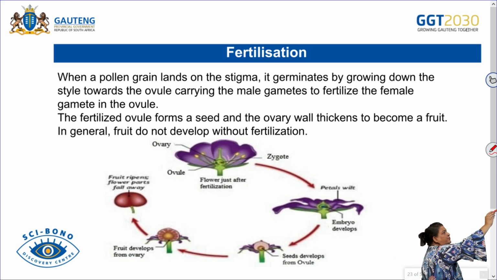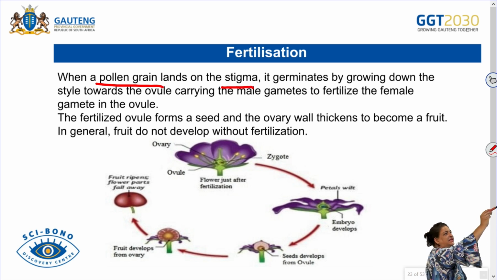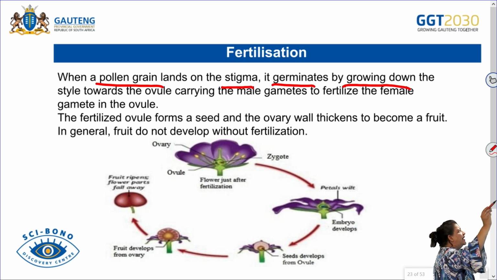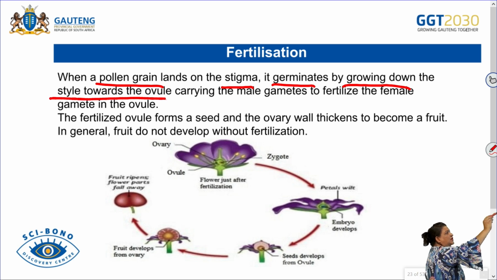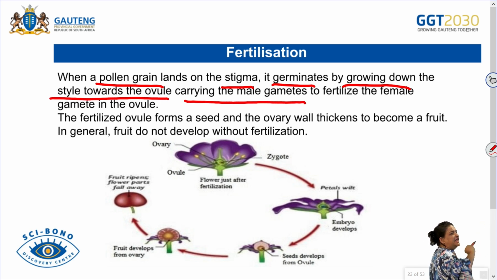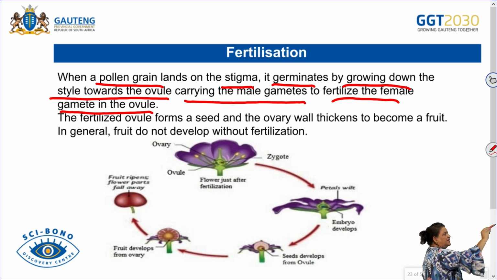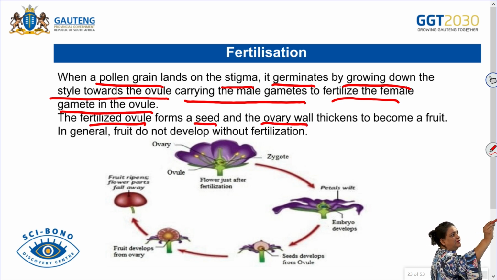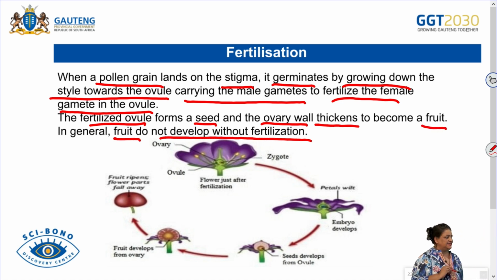So when a pollen grain lands on the stigma, it germinates by growing down the style towards the ovule, carrying the male gamete to fertilize the female gamete in the ovule. The fertilized ovule, remember, forms a seed, and the ovary wall thickens to become a fruit. Fruits do not develop without fertilization. So this is basically the life cycle of a plant.